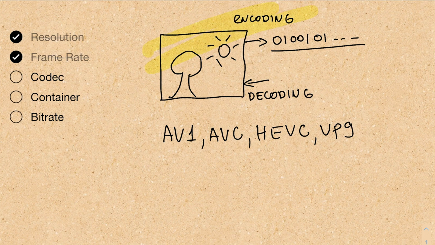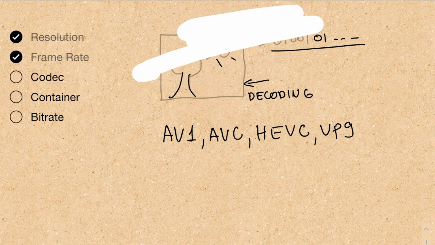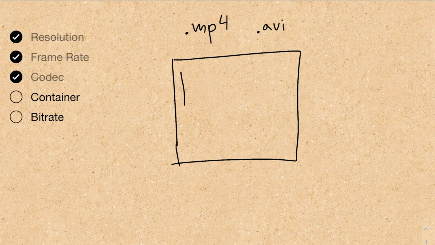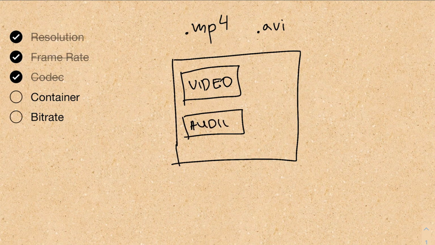Now, the thing we need to understand is how the container relates to the whole thing. Container and codec are often confused because the container carries the extension. You might have seen file extensions such as mp4 or .avi and so forth. The container is the actual encapsulation around your video, your audio, subtitles, and so forth. Your video is your encoded representation of your images.